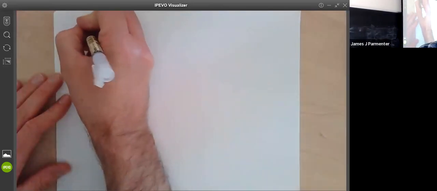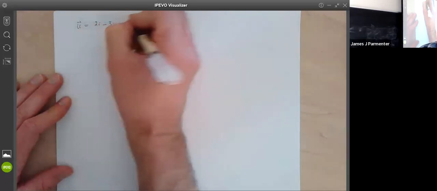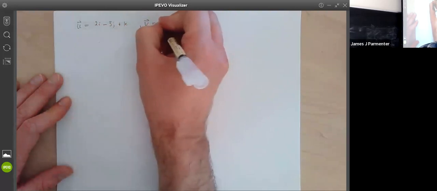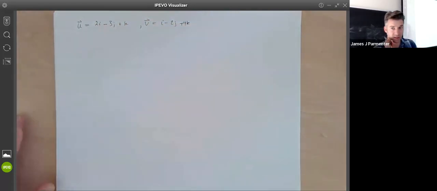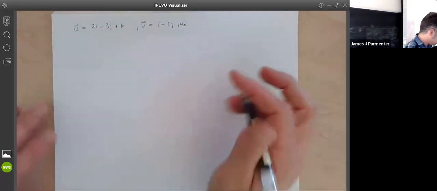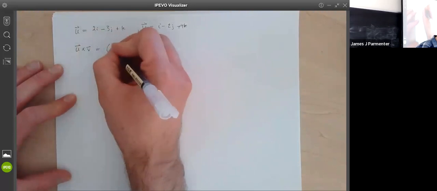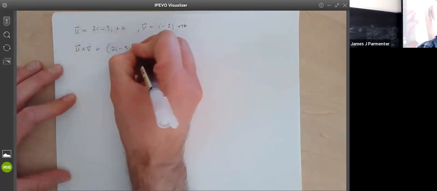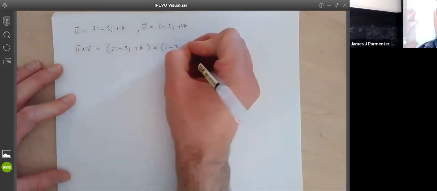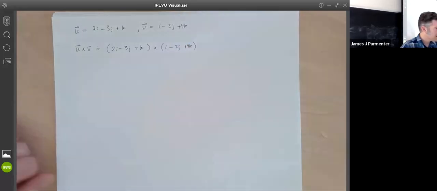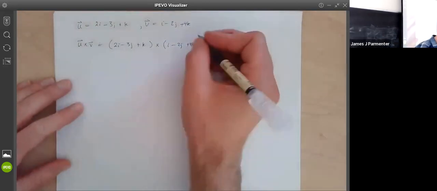But even if your vectors are both in 3 dimensions, it can be kind of a giant pain in the butt to calculate their cross product. So let's say we have these 2 vectors. U is 2I minus 3J plus K. V is I minus 2J plus 4K. If I'm going to do their cross product, okay, we're going to FOIL out this whole hot mess. And as you might be able to tell, it's going to have 9 pieces. Now, fortunately, we know 3 of the pieces are going to be 0. So when I start foiling this out, let's see what we get.